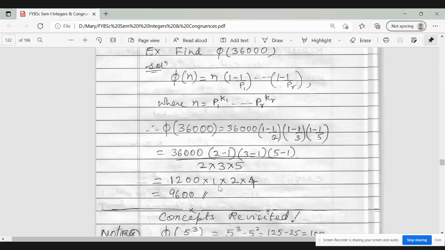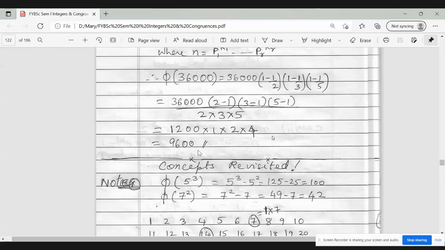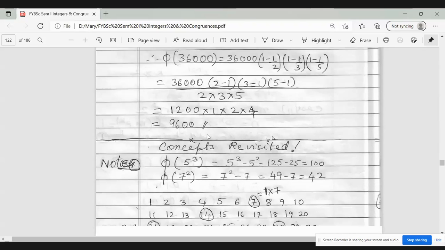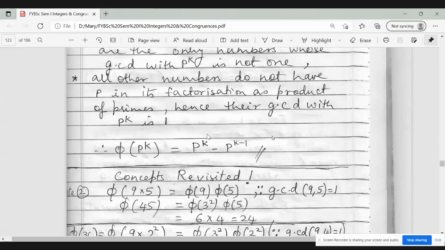Okay, so have you understood this? 2 minus 1, 3 minus 1, 5 minus 1. The 2, 3, 5 will get cancelled from here, and you're getting this as the phi of this. This we had done earlier. Another one I wanted to give you. This we had seen earlier.